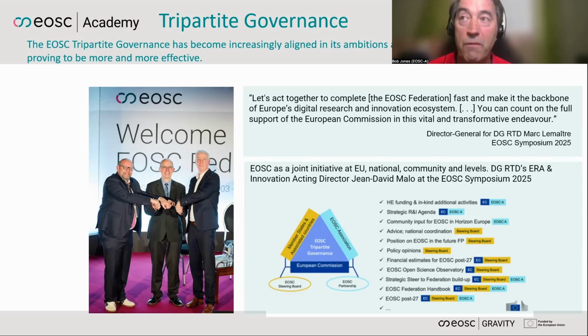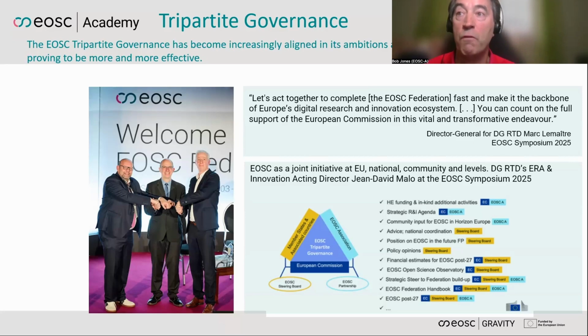The quote at the top from Marc Lemaitre, also from the symposium last year, highlighted the strong and ongoing support from the European Commission for the European Open Science Cloud. And on the bottom right in the list, you can see the sort of things where this tripartite are involved, and it's color-coded. So the Horizon Europe funding is coming essentially from the European Commission and guided through the strategic research and innovation agenda that's put together by the association.